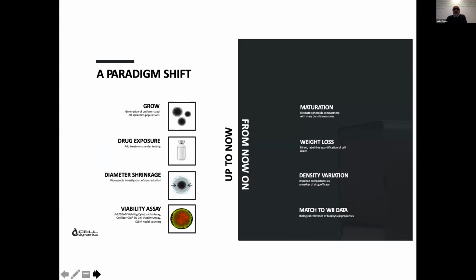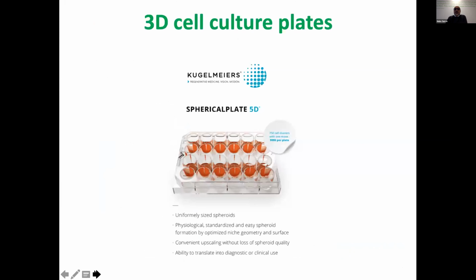So with the Cell Dynamics weight system, we're able to monitor events such as maturation, weight loss, density variation, and also it's proving very useful, for example, in the area of oncology, where you're trying to target specific drugs. For more information, obviously, please get in touch with us.